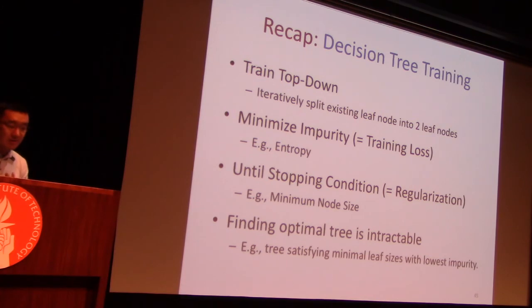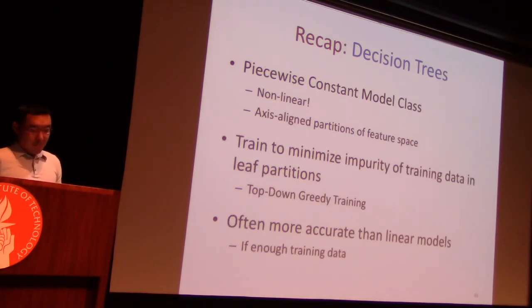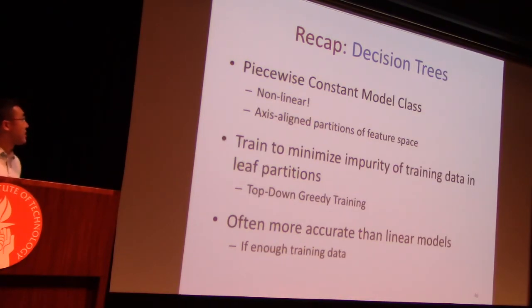Okay, so just to recap on decision tree training. We train it greedily top down. The goal is to greedily minimize some definition of impurity, which you can think of as equivalent to training loss, until some stopping condition is met. Finding the optimal tree is a combinatorial problem. It is computationally intractable under standard complexity theory assumptions. So to recap decision trees, we have a piecewise constant model class. We train to minimize impurity, and it is often more accurate than linear models.